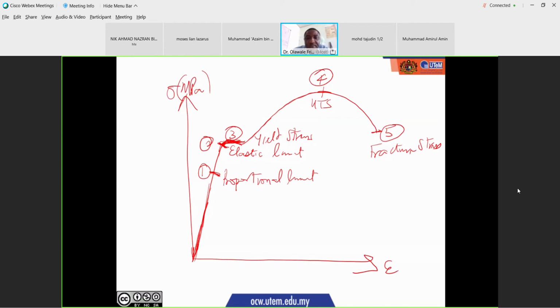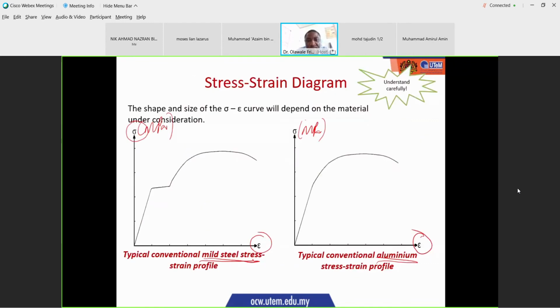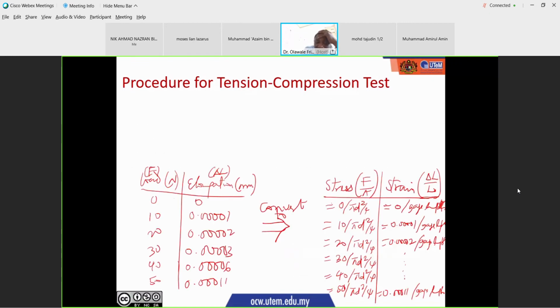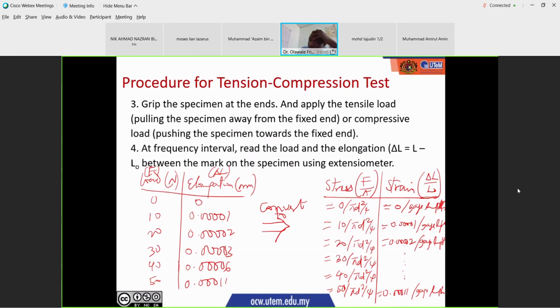Now, what is the difference between point number 1 and 2? Your point number 1 is a point where your stress is directly proportional to your strain. How do I mean? Let's go back to the previous here. Okay, here. If you look at this table, your proportional limit. Yes, Jose. Looking at this table, where do you think is your proportional limit? Your stress is directly proportional to your strain.